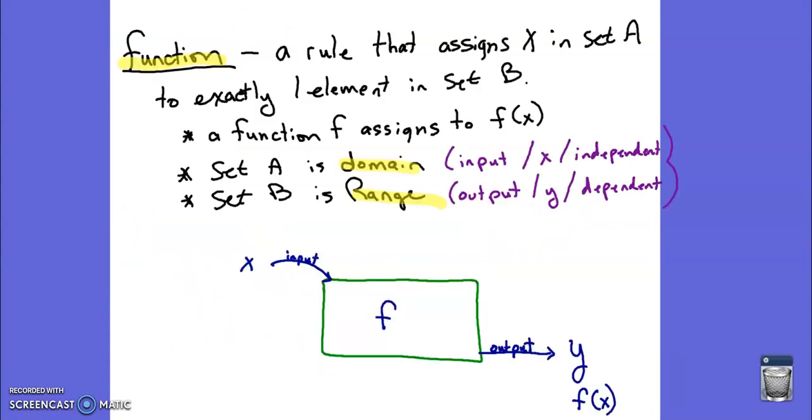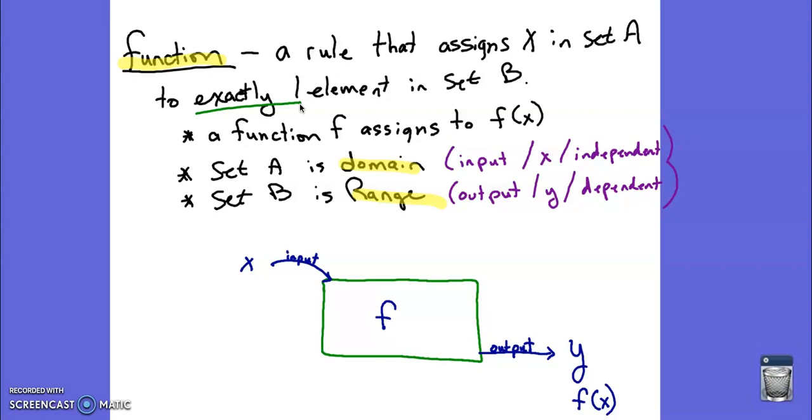So if you start talking about functions, a function is dependent on the input as well. A function is a rule that assigns each x in set A to exactly one element in set B. And I want to emphasize exactly one in set B. A function f, and again, we just label it f or g or h, just like we have names, functions have names as well. We typically use the letter f for function. So a function f assigns x to f of x.